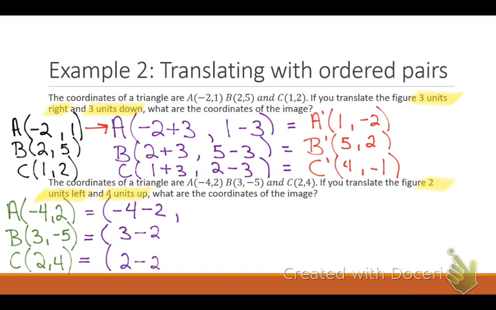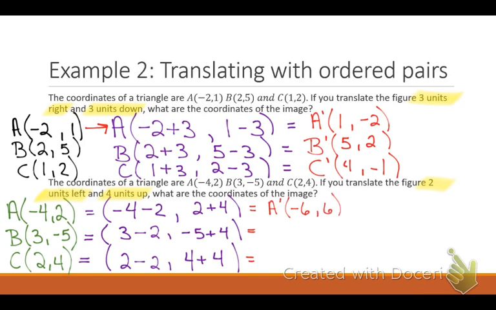Okay, so 3 minus 2, 2 minus 2. Remember, I have to do the same thing to all my x's and the same thing to all my y's, so I'm moving everything the same distance. So what's negative 4 minus 2? Negative 6, and what's 2 plus 4? Who got negative 6, 6? Raise your hand if you got negative 6, 6. Okay, next one, what's 3 minus 2? 1. And what's negative 5 plus 4? Negative 1. And for point C, 2 minus 2 is 0, and 4 plus 4 is 8.